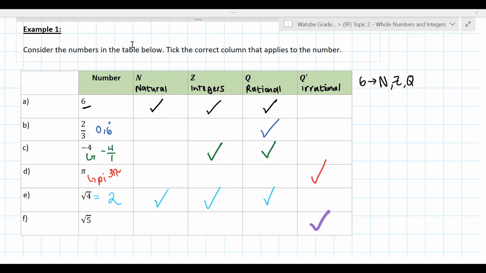Right, this is one way that we really like to test the number system, giving you a list of numbers and asking you to either tick or state what type of number it is. So this is a good idea of how you could be assessed on this.